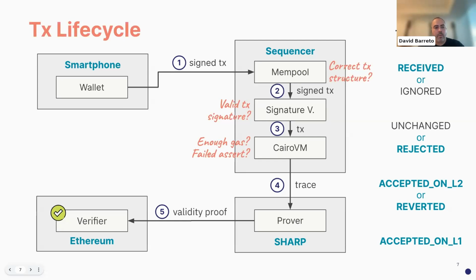Question from Tim. When reverted, then a trace is not sent. The internals, I don't know exactly how it works, but it does get included into the block, which is the important thing, right?